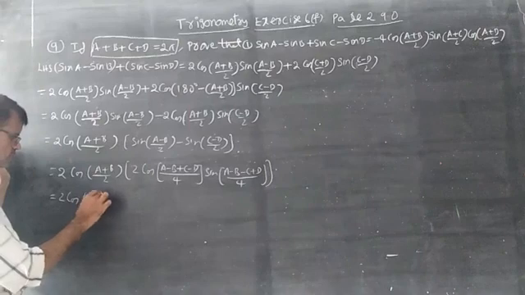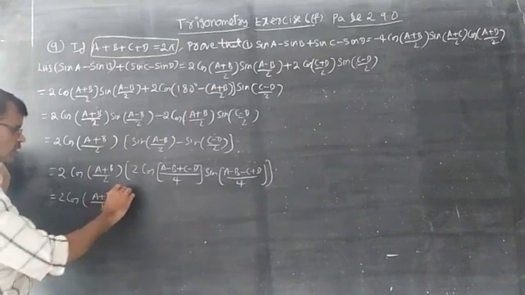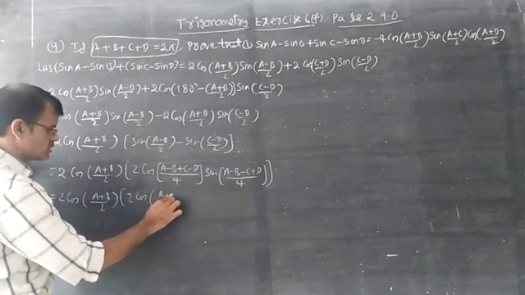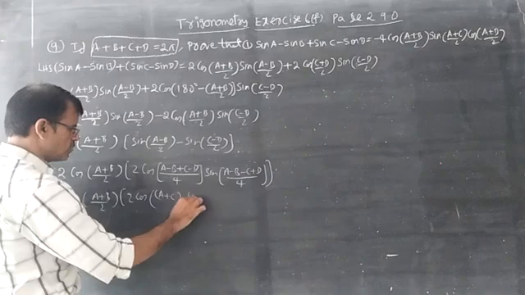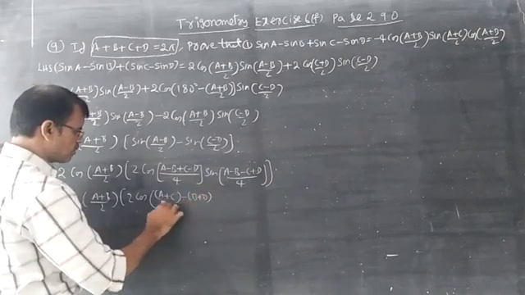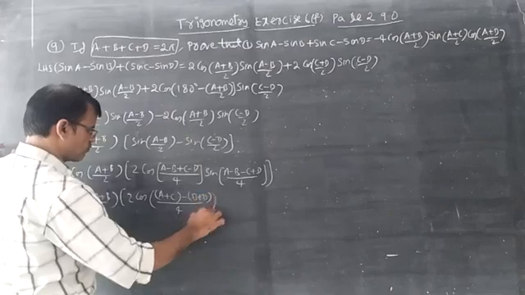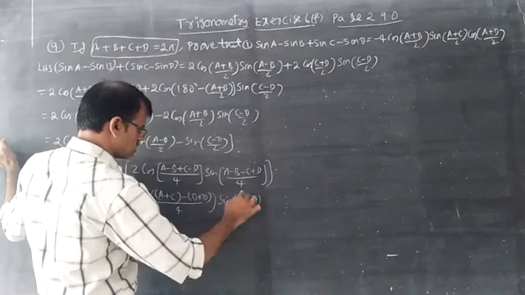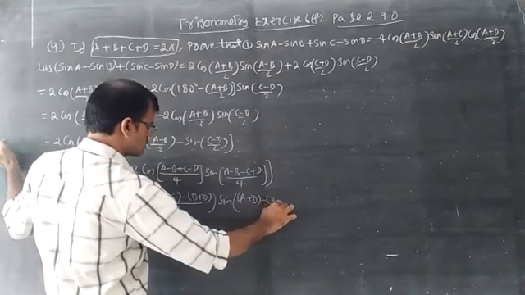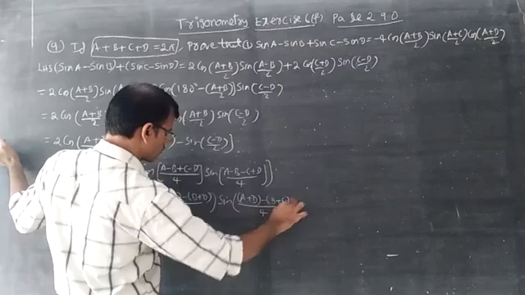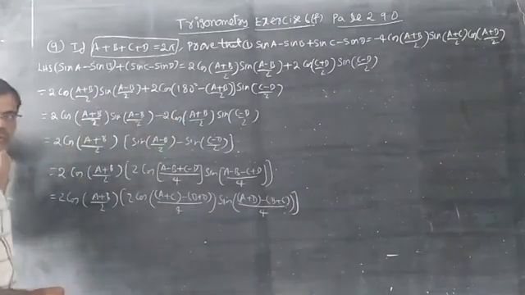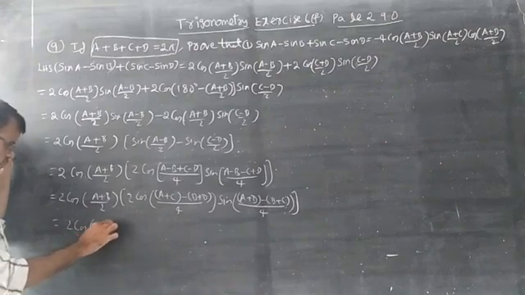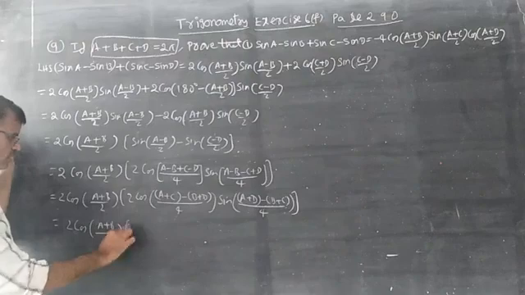That is equal to 2 cos of a plus b by 2 into 2 cos of, write like this: this is a plus c in a group and b plus d in a group, so you write a plus c minus of b plus d by 4 into sine of, this can be understood as a plus b as a group minus of b plus c as a group whole by 4. That is equal to, next step, we can write 2 cos of a plus b by 2.